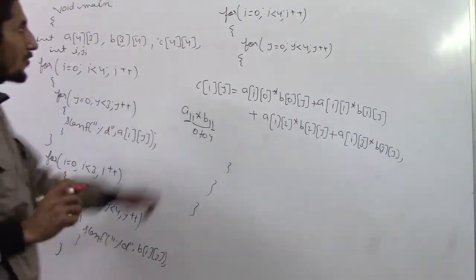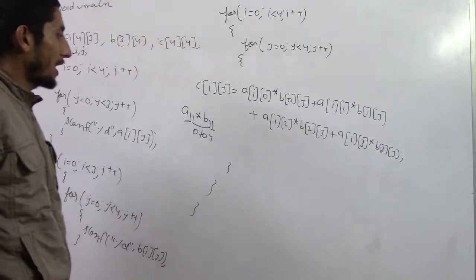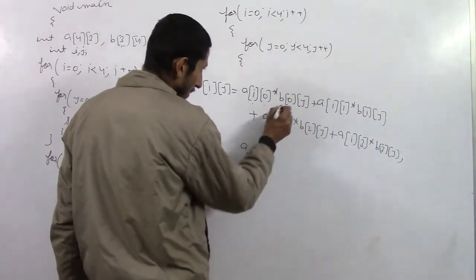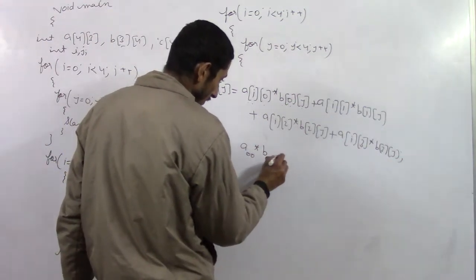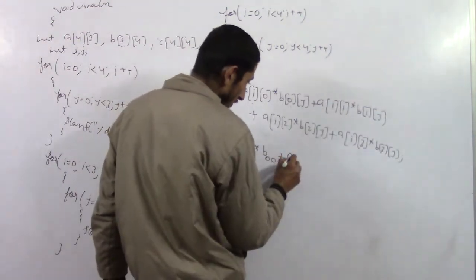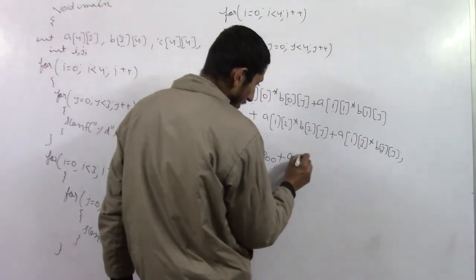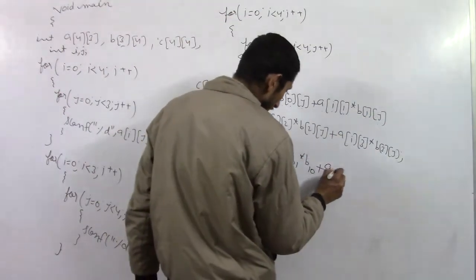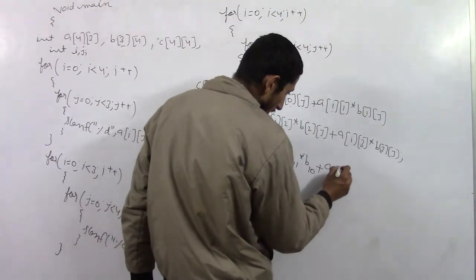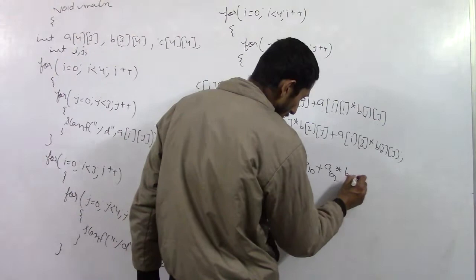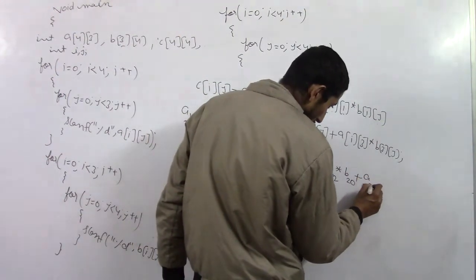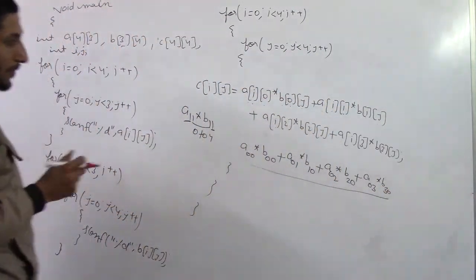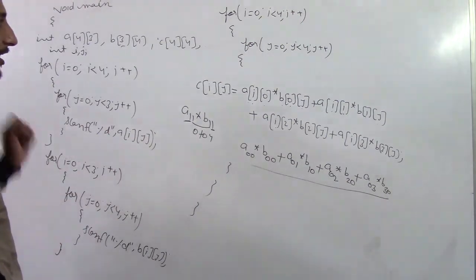So the meaning of this one is, let me explain to you. At first, the value of I will be 0. The moment the value of I is 0, it becomes A00 multiplied by B00. Then A01 multiplied by B10 plus A02 multiplied by B20 plus A03 multiplied by B30. Are you following this? So I have multiplied 4 times in order to get a single element, and that is true.